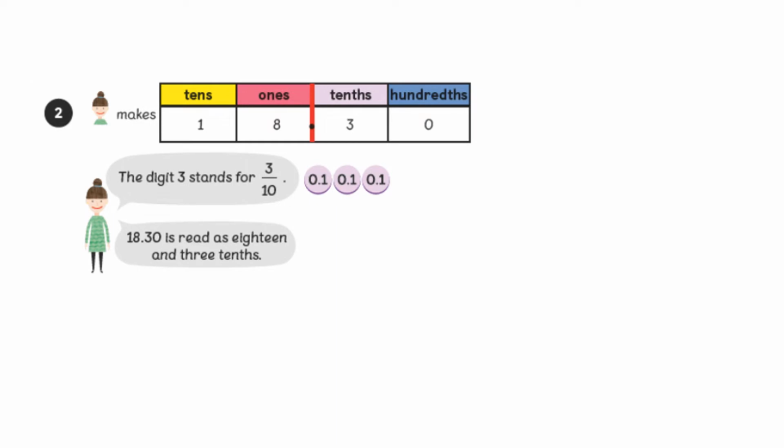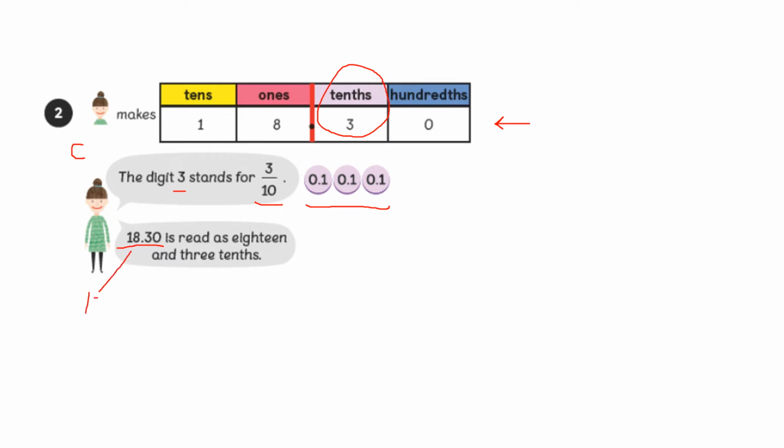Okay, so now this is the second person to have a go at our in focus task. I'd like for you to meet Charlotte. Let me just put a C there. So Charlotte makes this number using the number cards 18.30. We know that the digit 3 stands for 3 tenths, as we can see on the place value chart, and we can write that as the fraction 3 out of 10. We also know that we can represent the 3 tenths using 3 of the tenths counters. Now this number altogether, we would read it as 18 and 3 tenths.